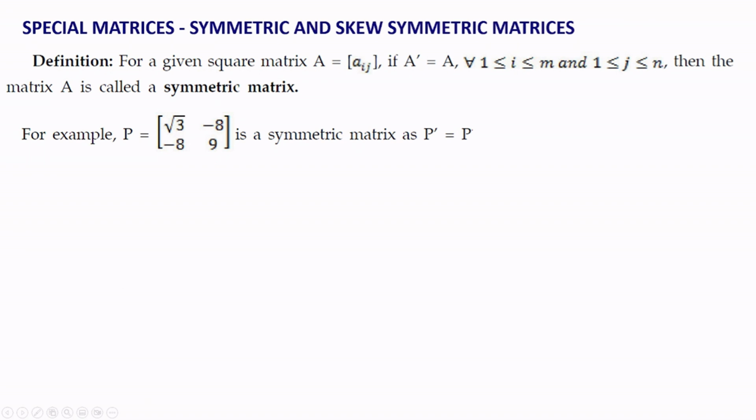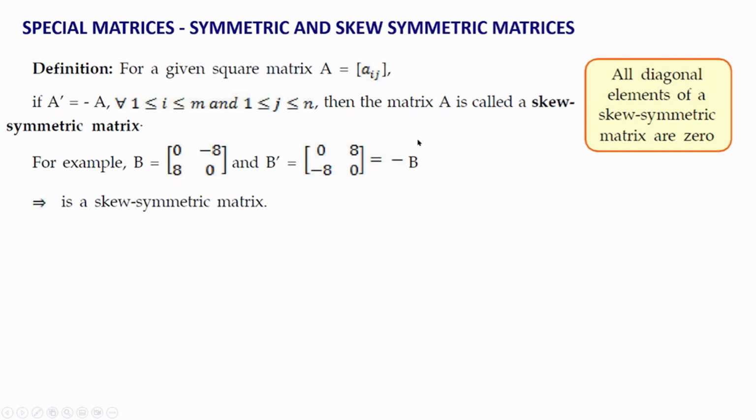Next we have symmetric and skew symmetric matrices. For a given square matrix A equal to Aij, if A transpose equals A for i varying from 1 to m and j varying from 1 to n, then we call the given matrix A a symmetric matrix. Say for example, if we consider this matrix, root 3, minus 8, minus 8, 9, here if we see the transpose of this matrix, it will be equal to matrix P itself. So this is a symmetric matrix because P transpose is equal to P.